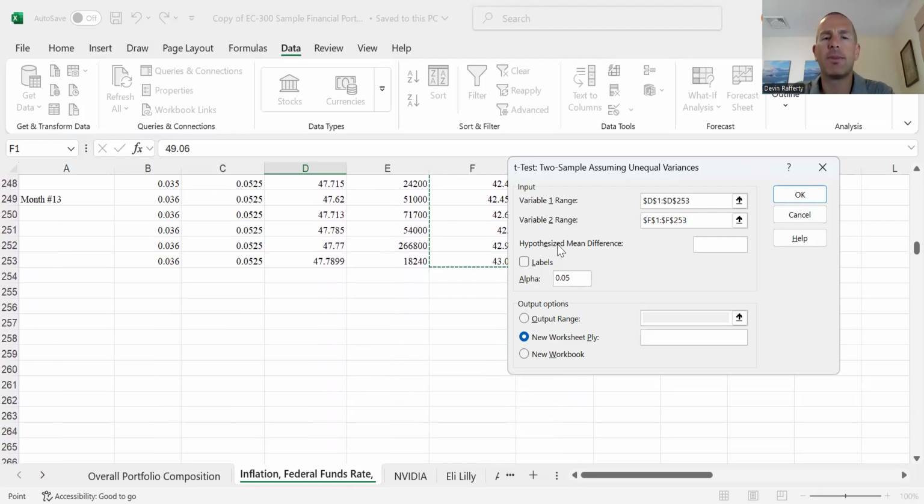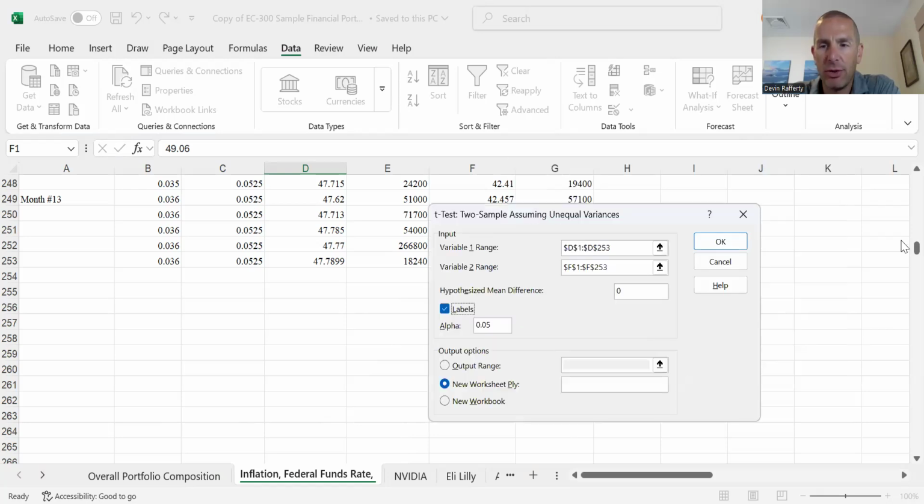Hypothesized mean difference. It's just asking you, if you take one column and subtract the other column, what do you think it's going to be? I don't know, so I'm just saying 0. Labels: yes, there is a label in the first row.